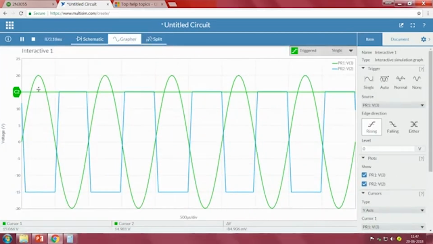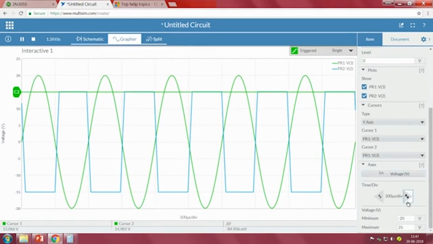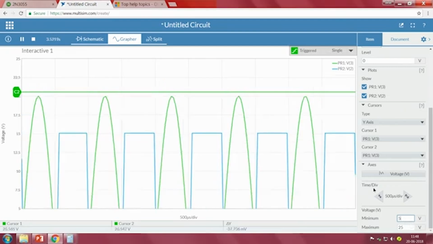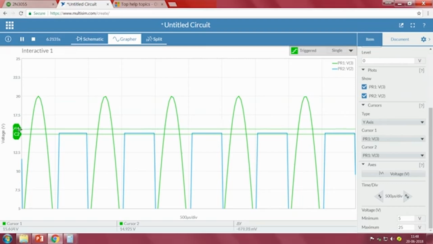So, when we look into the grapher, I will zoom it. The maximum is 25 and the minimum, let us take it as 5. The cursor reads 14.097, and the other one is 15.0273.